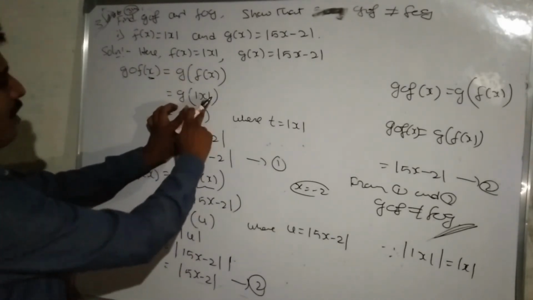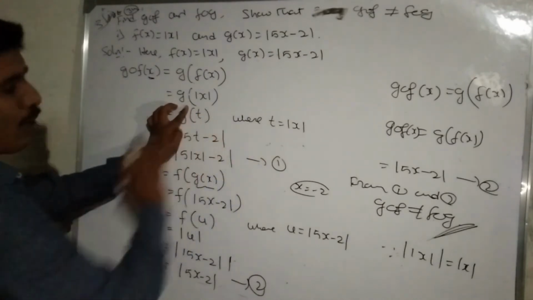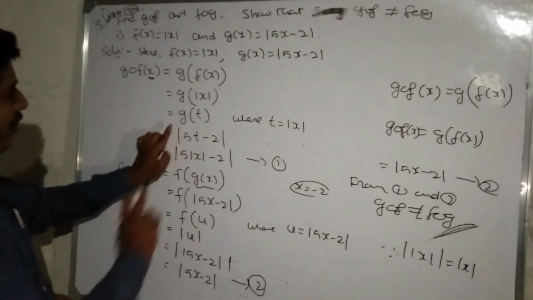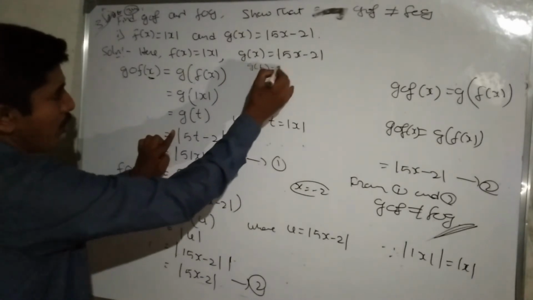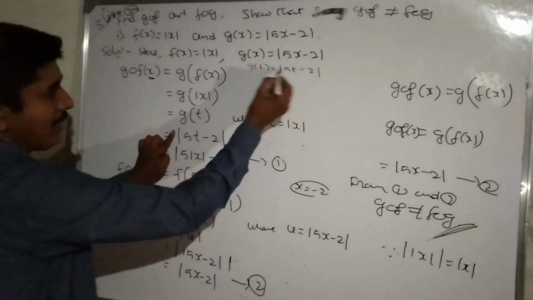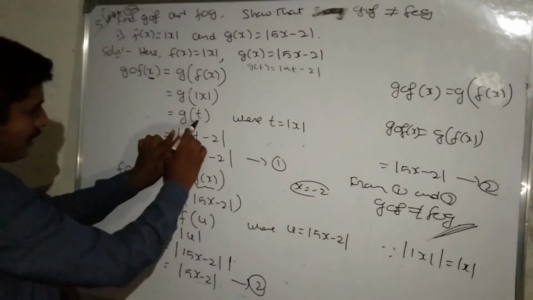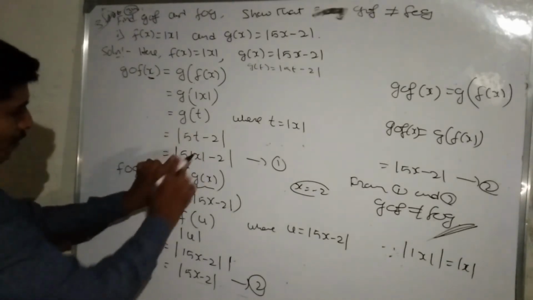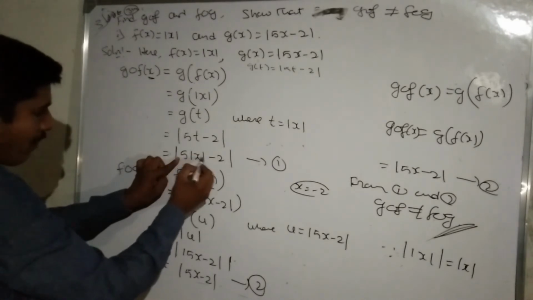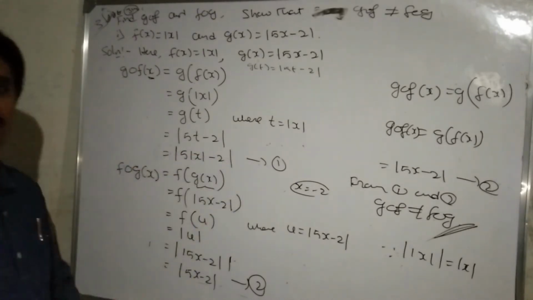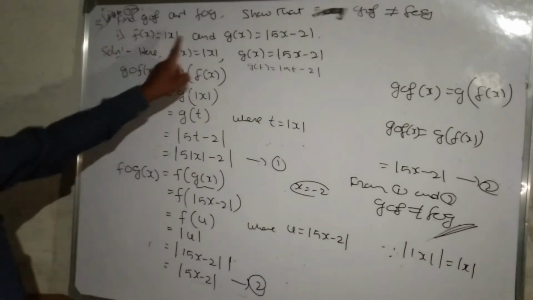Let us take modulus of x equal to t, where t equal to modulus of x. Now define g of t. Replacing x by t, g of t equal to modulus of 5t minus 2. Finally substitute the t value, t equal to modulus of x: modulus of 5 into modulus of x minus 2. Called as equation 1.